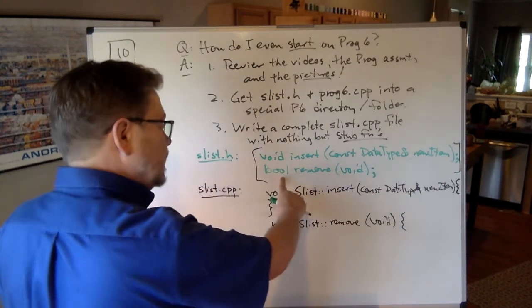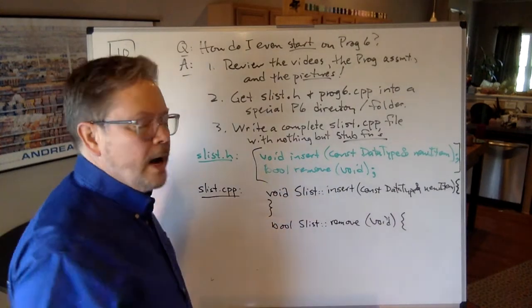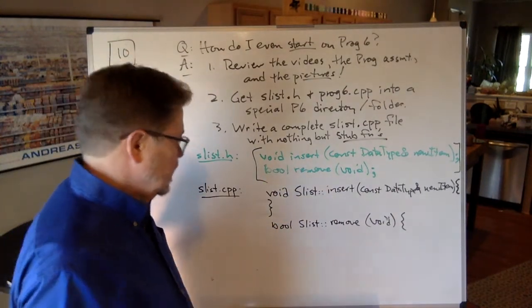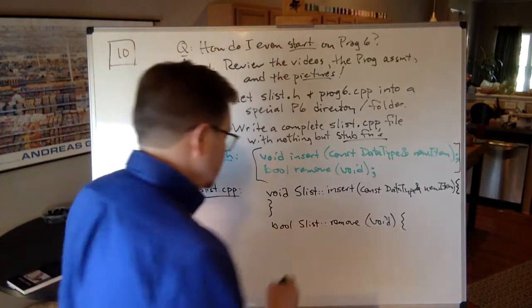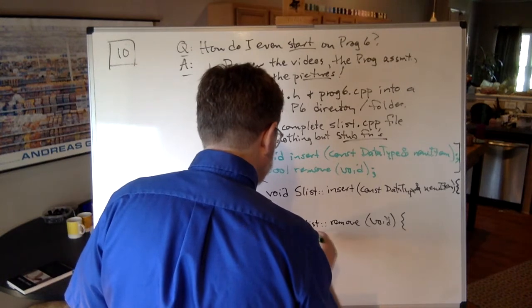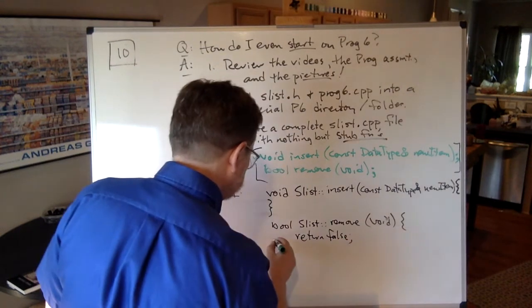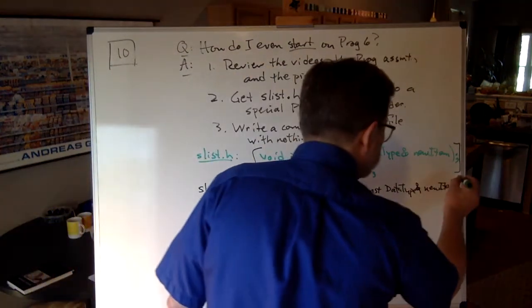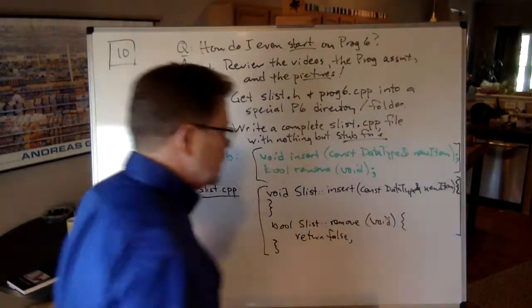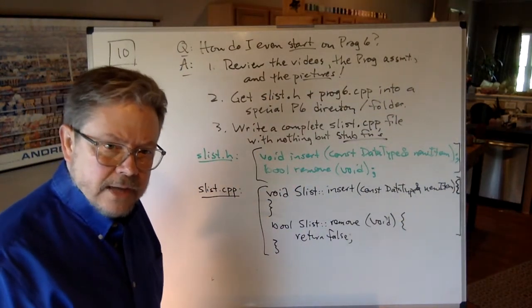Okay. But it does have to do at least one thing. We promised the compiler we would return something. If we don't put any other lines in there, is remove going to remove anything? No. So we're going to fail. Return false. That's inside slist.cpp. You could do that for every single one of the member functions of the linked list class.